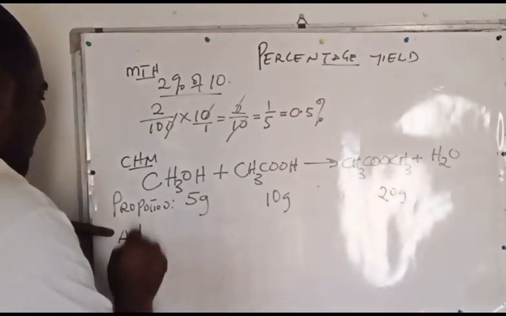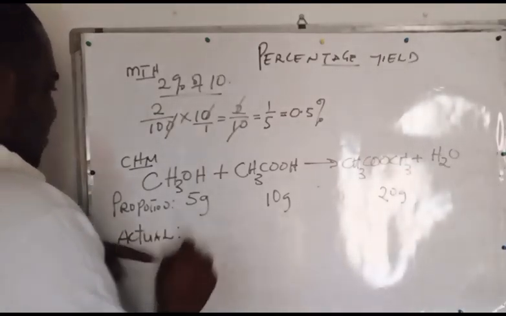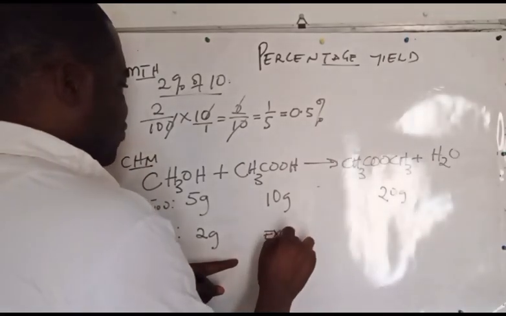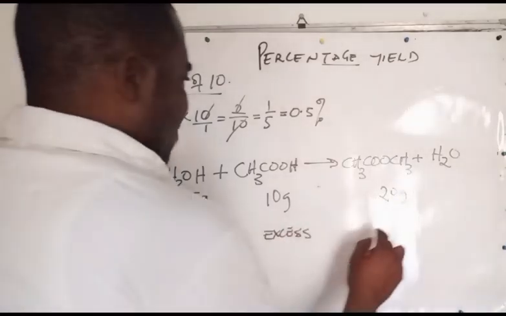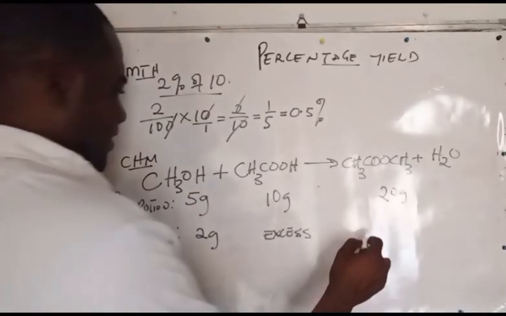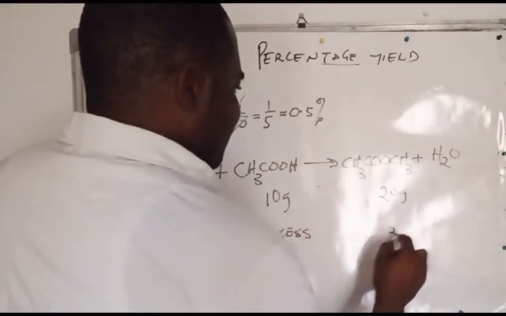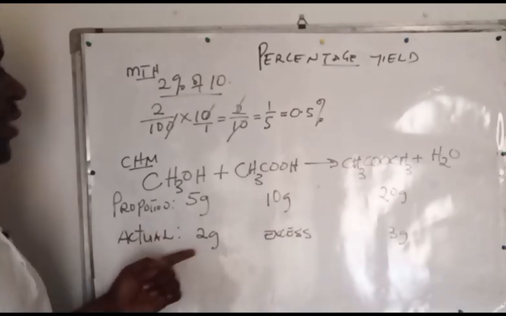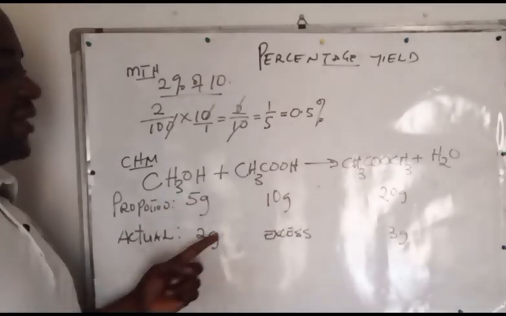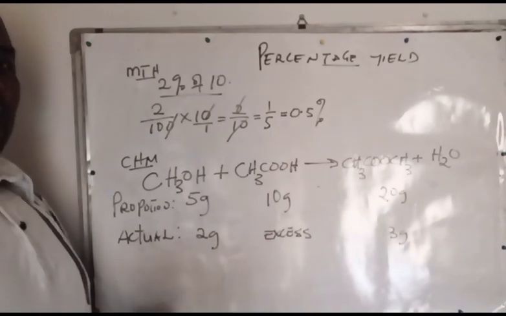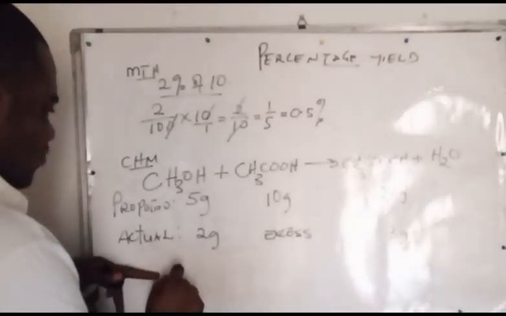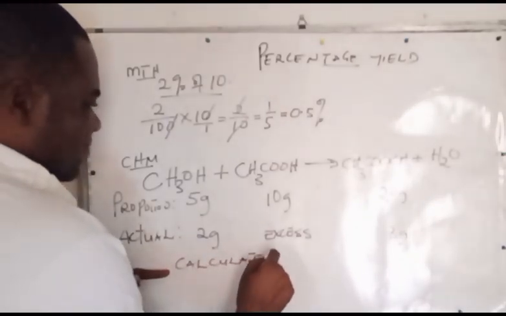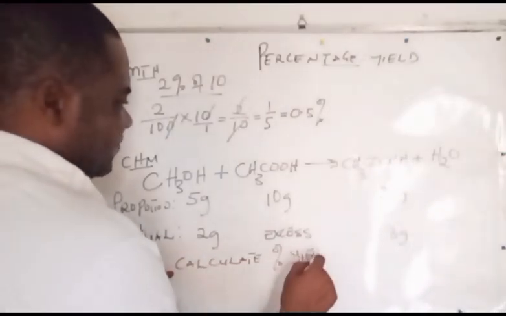Let us say in the actual experimentation, 2 grams of ethanol was what was actually used, and the ethanoic acid was used in excess, while we had a yield of 3 grams, so we can work with the numbers. These were by proportion, and these are the actual amounts that were used. Now you are asked to calculate the percentage yield.